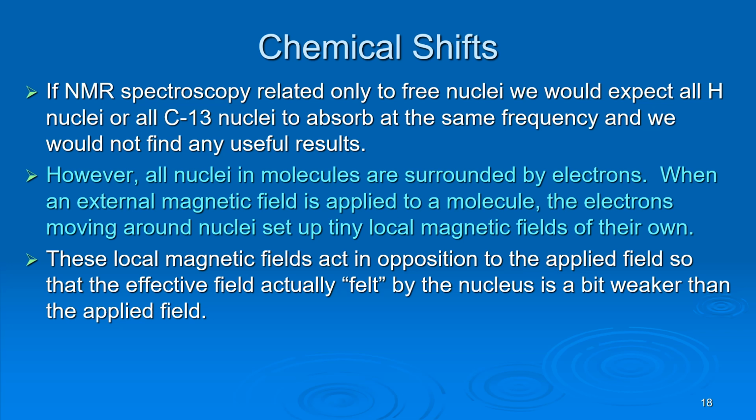And so when the molecule is in an external magnetic field, the other electrons also have little magnetic fields that they set up because they're spinning. And so they set up magnetic fields of their own. These local magnetic fields are going to be opposite to the applied field. And so the actual field felt by the nucleus is a little bit weaker than the applied field.